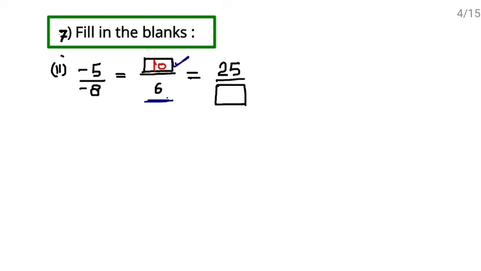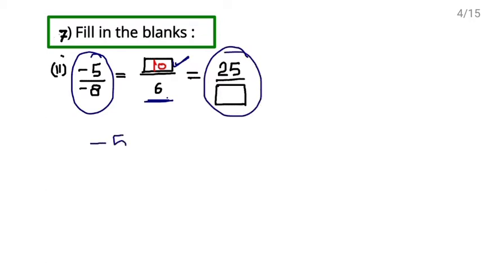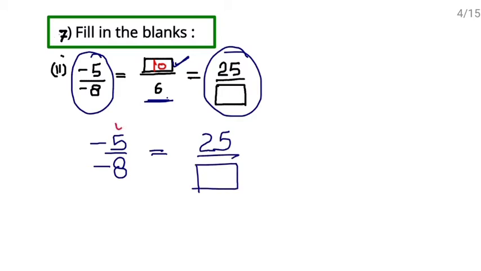So no need to take this rational number. Just take this one which they have given and this one in which we want to find the denominator. Minus 5 upon minus 8 is equal to 25 upon blank. Numerators are given on both the sides. So check 5 to 25. How will we get this? 5 5's are 25, right?